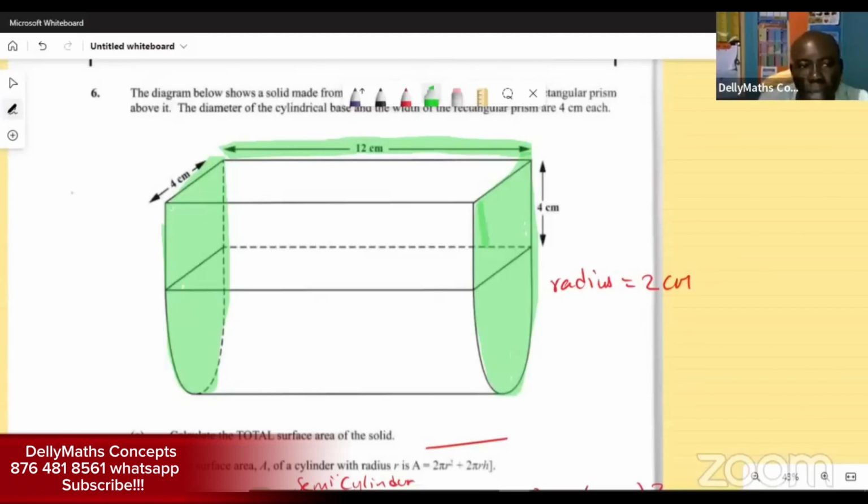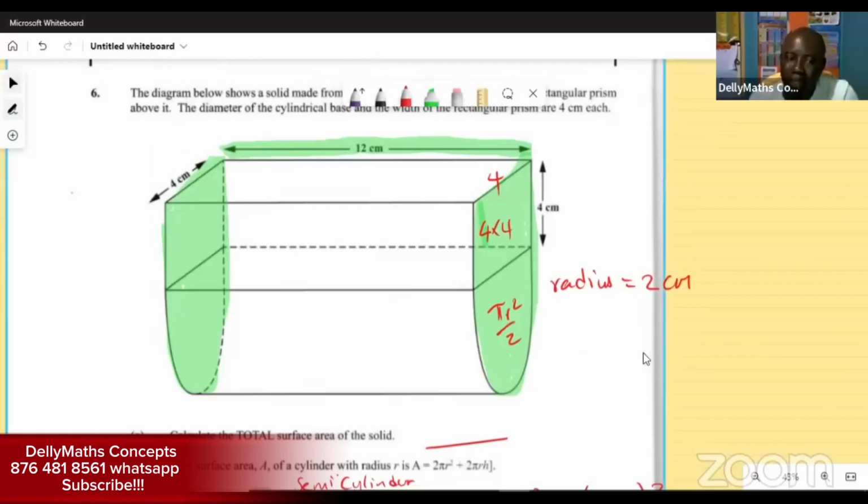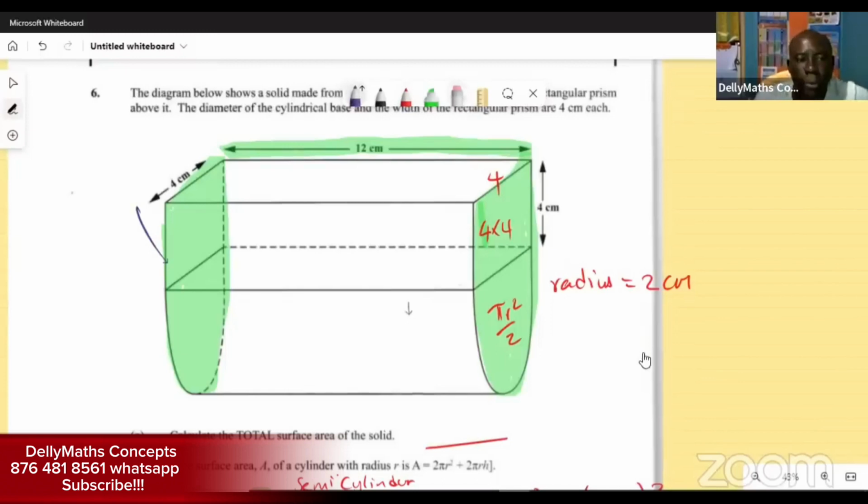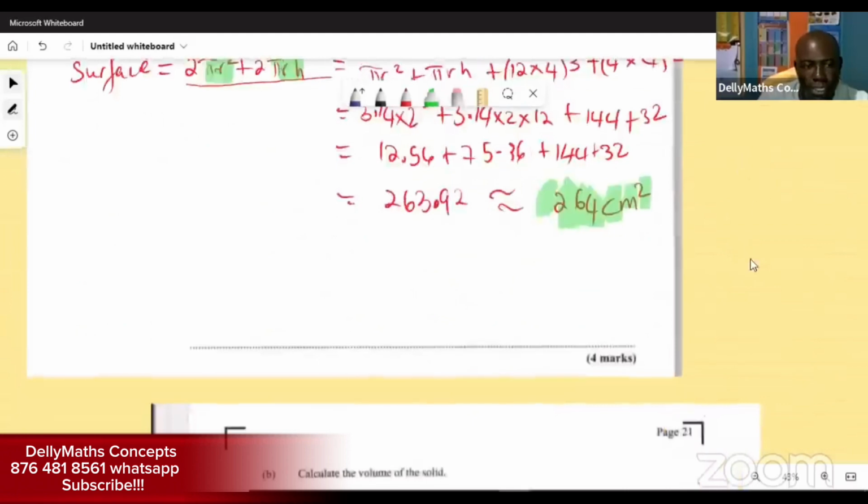Now, let's think about what we have. We actually have a semicircle here, which is pi r squared over 2. And I have a square because this is a 4 by 4. So this is 4 times 4. This is the idea that I'm going to multiply by 12. Because we're looking at a semicircle plus a square on top of it, and it goes all the way down this side. So we have to be thinking like that. So let us set it up and go.